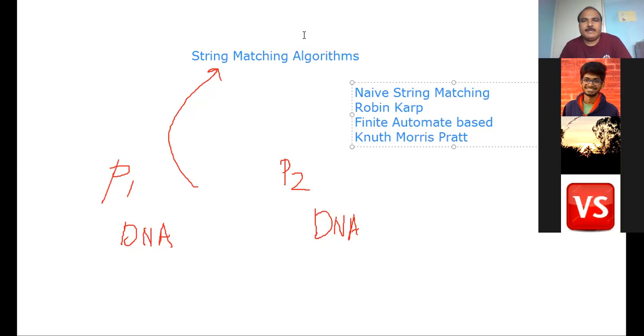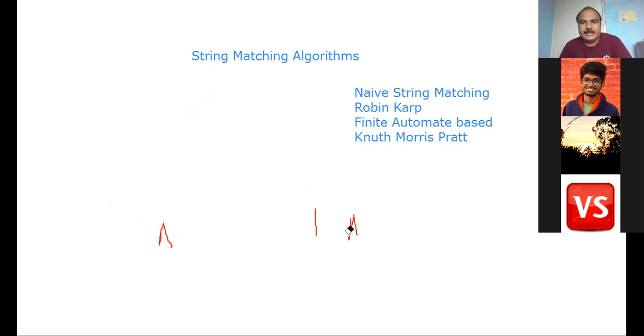The first one I will discuss is the naive string algorithm. Here, the prerequisites for a string matching algorithm are, first, we need a text, and then we need a pattern or a string to be searched. What is a string? It's a sequence of symbols or a sequence of characters.